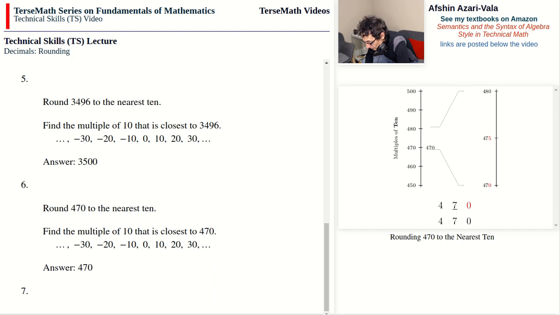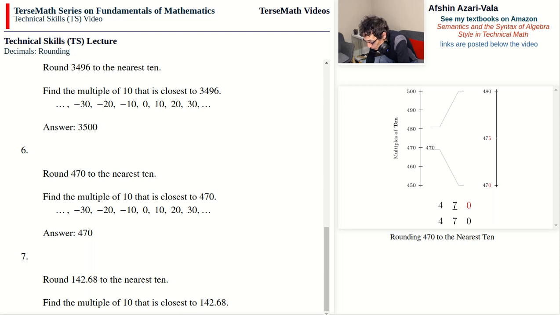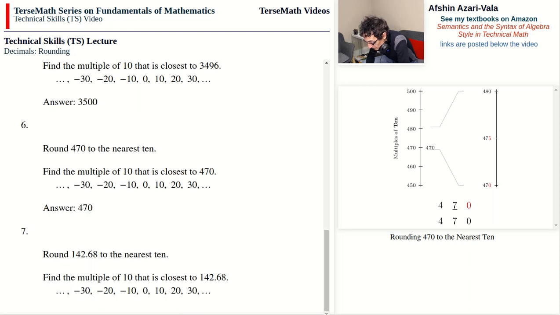Next problem, we want to round. Now this one has a decimal in it. So far we have been talking about numbers that don't have decimal digits, but in this case we do have a fractional part. Round 142.68 to the nearest 10. The idea is the same. We want to find the multiple of 10 that is closest to 142.68, and these are the multiples of 10.